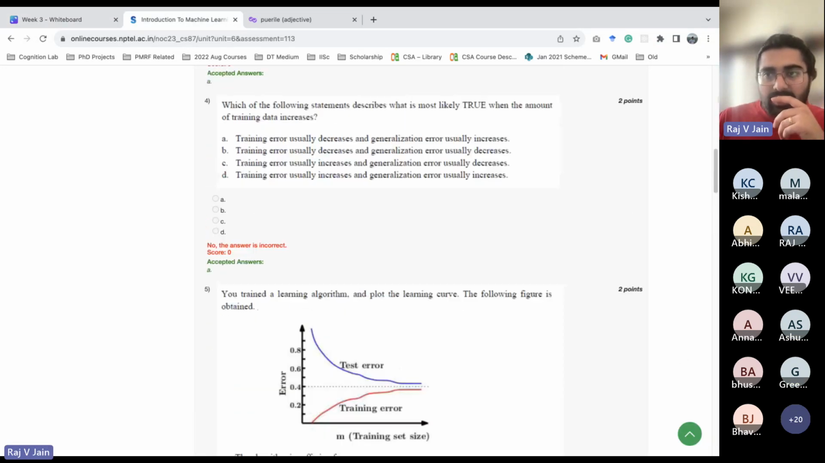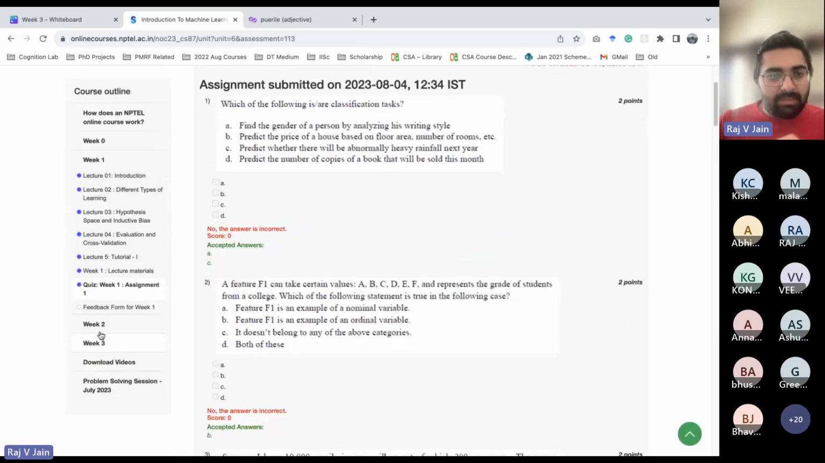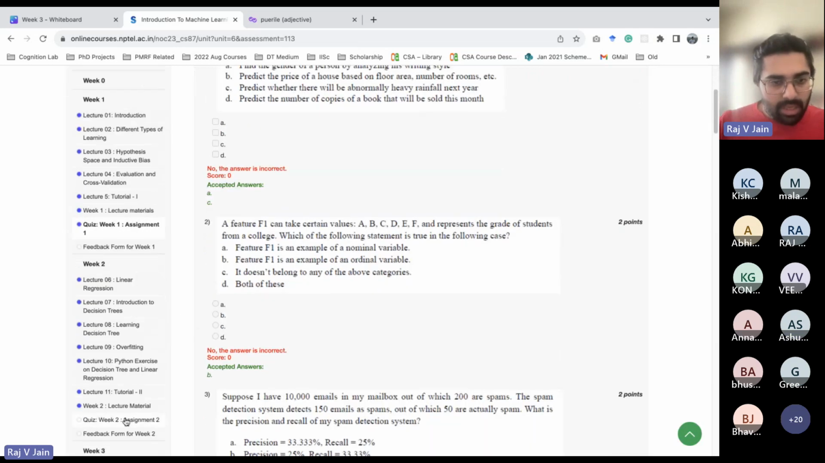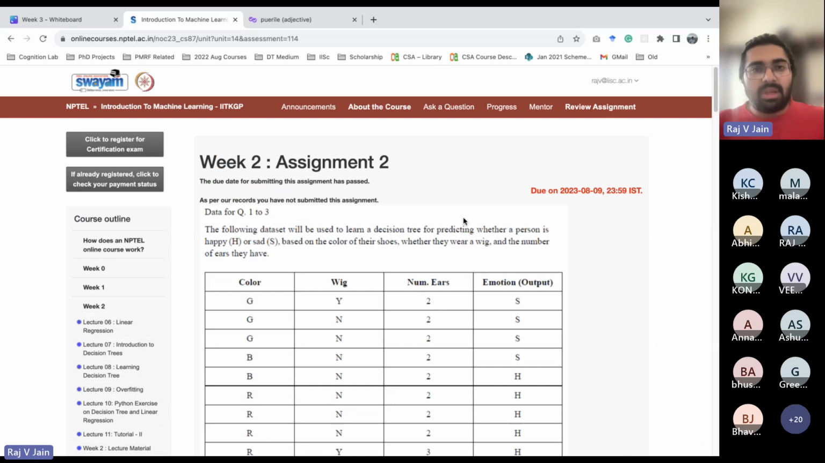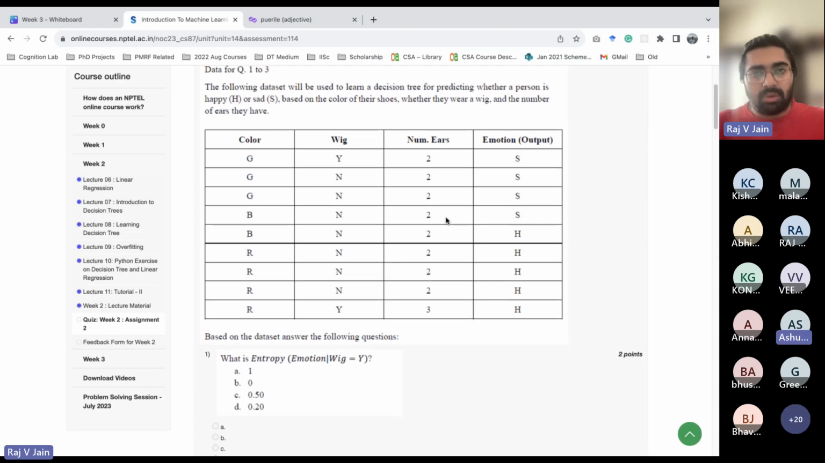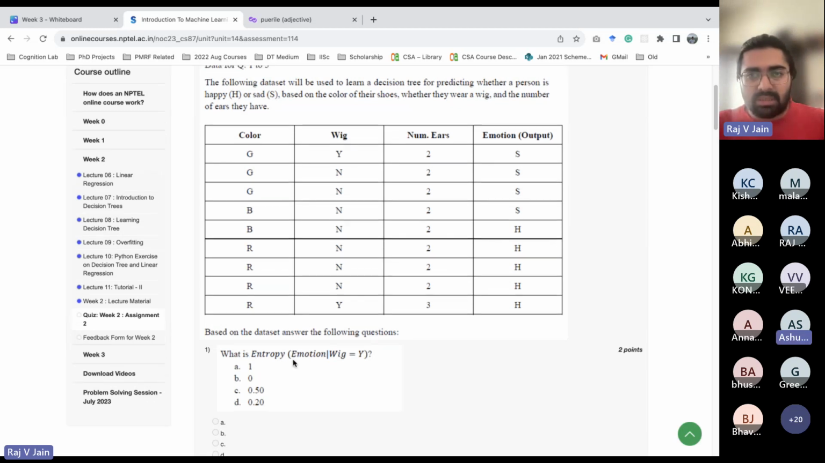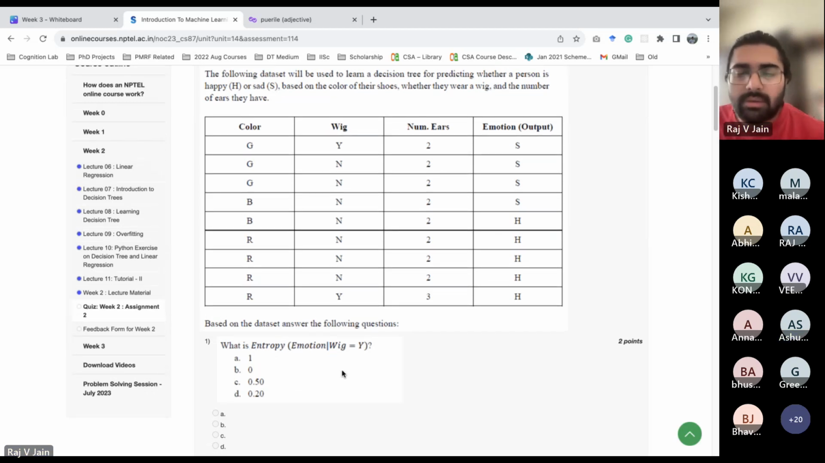Fine. So this is assignment 1. Assignment 2 will go now. Question number 1. We did this entropy and everything in detail last time. So any thoughts? What is the first question answer and why?